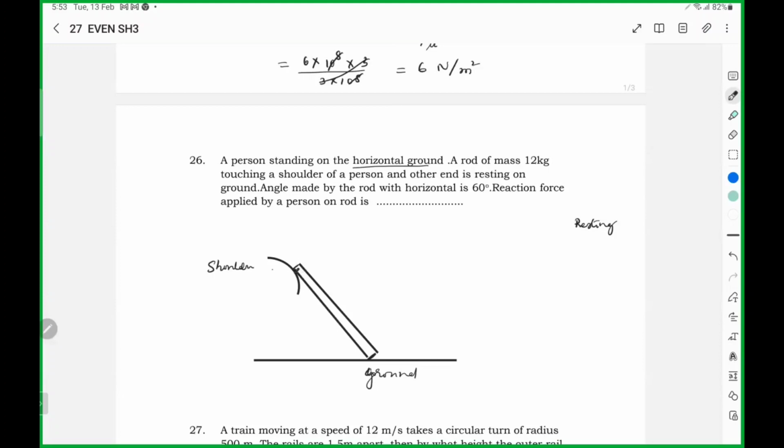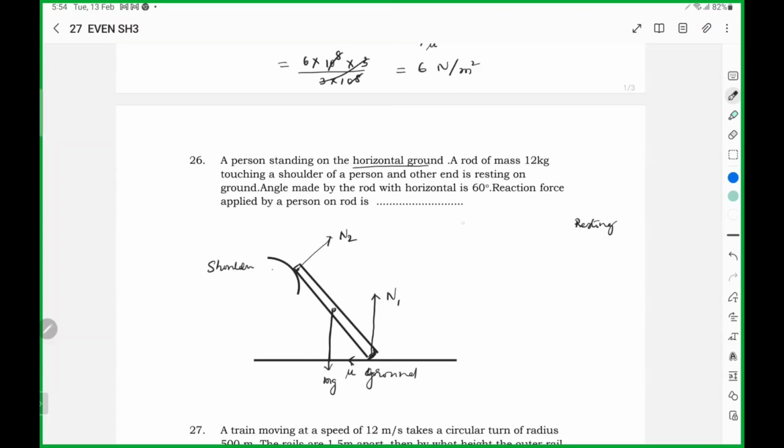The force exerted by the shoulder on the rod, let us say N1, is a normal reaction. The other one, the force exerted by the ground on the rod, is another normal, let us name it N2. The other is its weight, which acts at the center. Definitely friction must also be there, which helps to overcome the sliding.